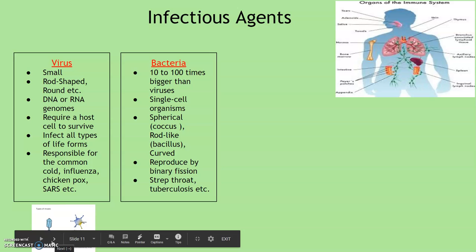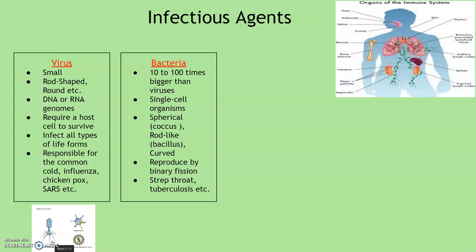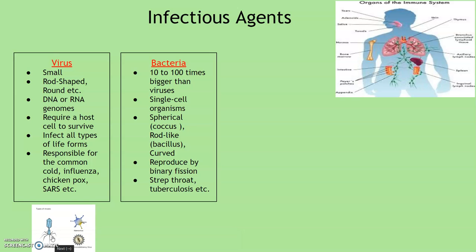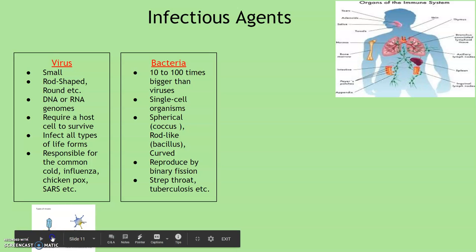So next is bacteria. Bacteria are larger than viruses. They are single-cell organisms that can come in shapes like a spherical formation, a rod-like formation, or a curved formation. They divide by binary fission and can cause sicknesses such as strep throat and tuberculosis. And below is another example of a rod-shaped bacteria.